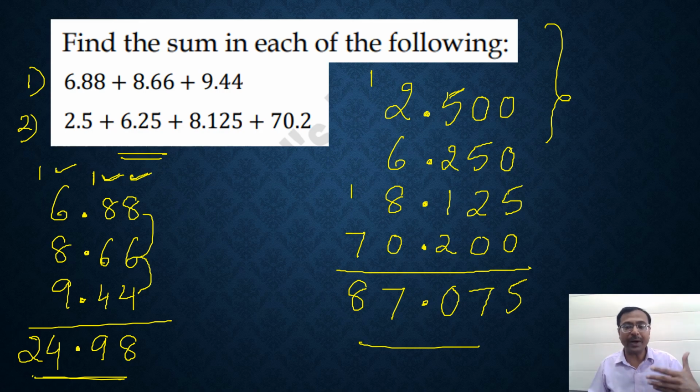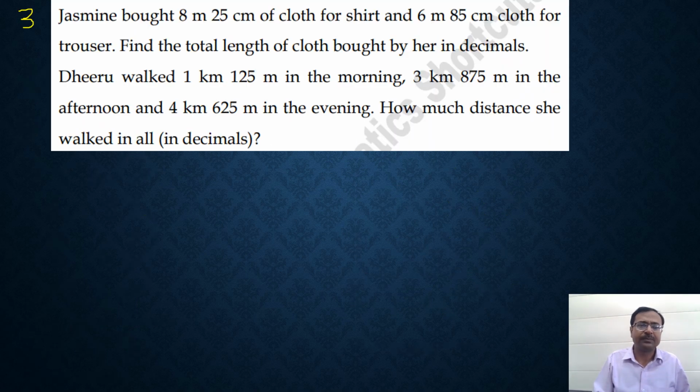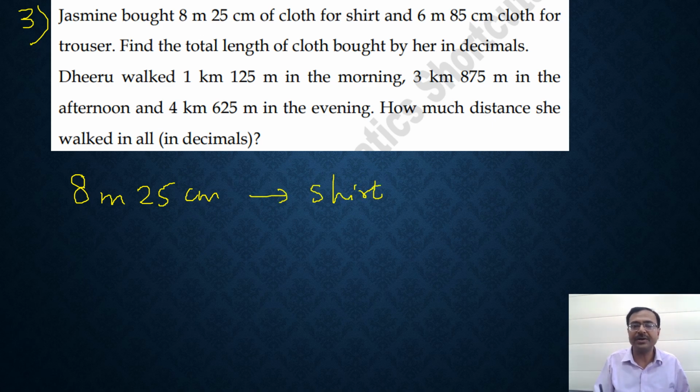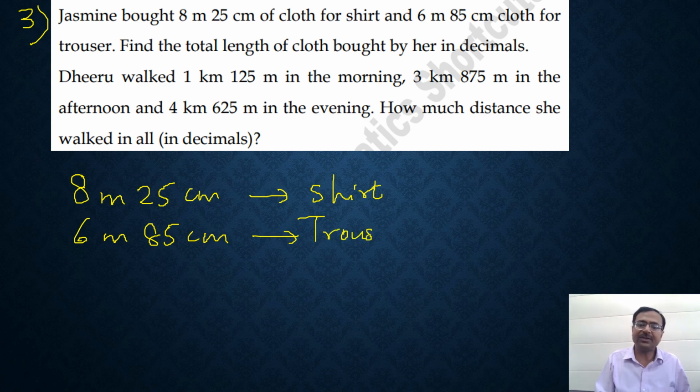So this is how you need to understand why we need to study the basic concepts well. Let's see question number 3 now. Jasmine bought 8 meters 25 centimeters of cloth for a shirt, and 6 meters 85 centimeters of cloth for a trouser. The lengths are given, and we need to find the total length of the cloth bought by her in decimals.